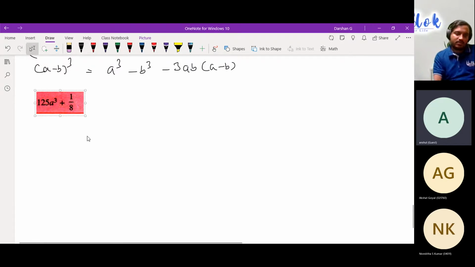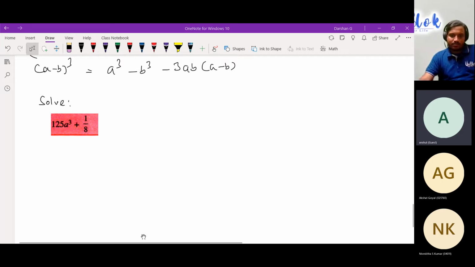Solve. Answer. Form of a cube plus b cube. Sir, 5a plus half into 25a square minus 5a by 2 plus 1 by 4. Okay. Can you help us how to do it?